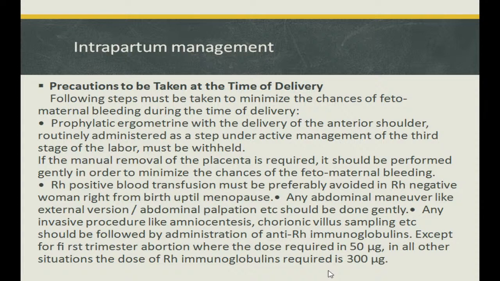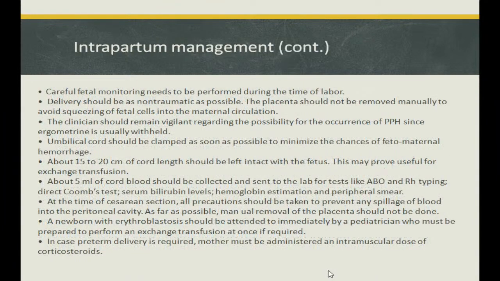Rhesus positive blood transfusion must be preferably avoided in rhesus negative women from birth till menopause. And after delivery, 300 microgram of anti-D immunoglobulin had to be administered within 72 hours. Careful fetal monitoring had to be done. Delivery should be as non-traumatic as possible. The clinician should remain vigilant regarding the possibility of the occurrence of PPH, postpartum hemorrhage, since ergometrine is usually administered.